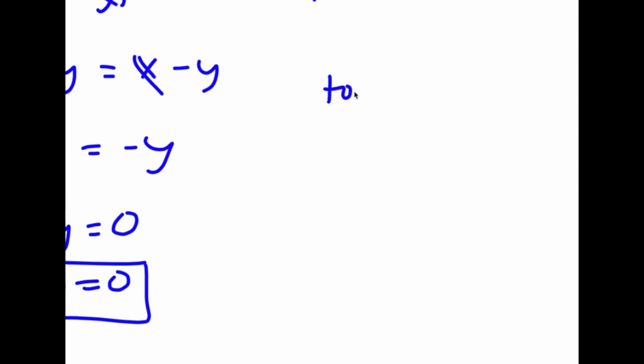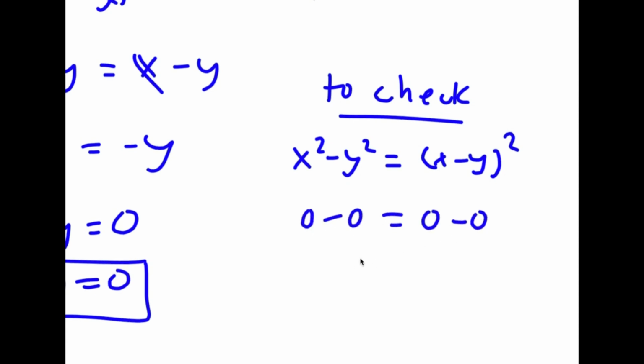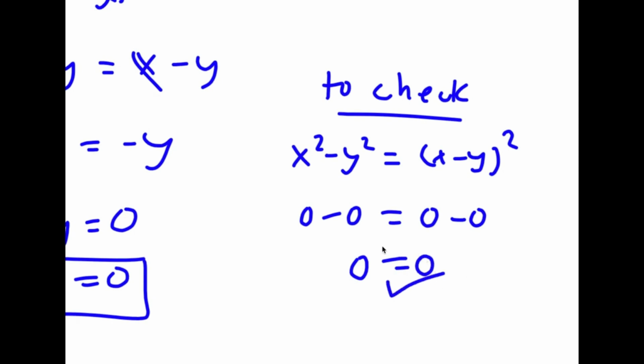So now to check, I had x squared minus y squared is equal to (x minus y) squared. If both of these are equal to 0, then I have 0 minus 0 is equal to (0 minus 0) squared, meaning 0 equals 0.